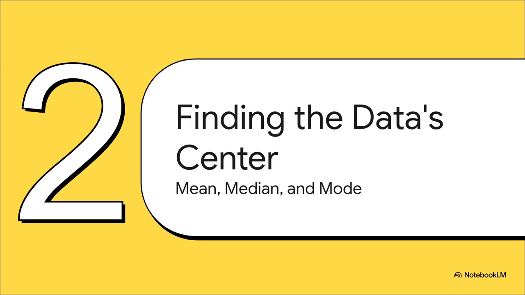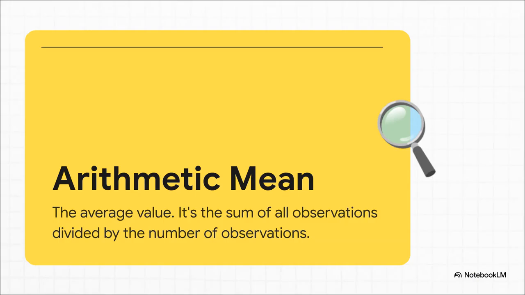Now, let's get to the heart of it. Literally. The first thing you do with any set of data is find its center. And we've got three main tools for that: the mean, median, and mode. First up, the arithmetic mean. You know this one. It's just the good old average. It's the workhorse of stats. Super simple, super powerful, and it's the foundation for almost everything else we're about to do.